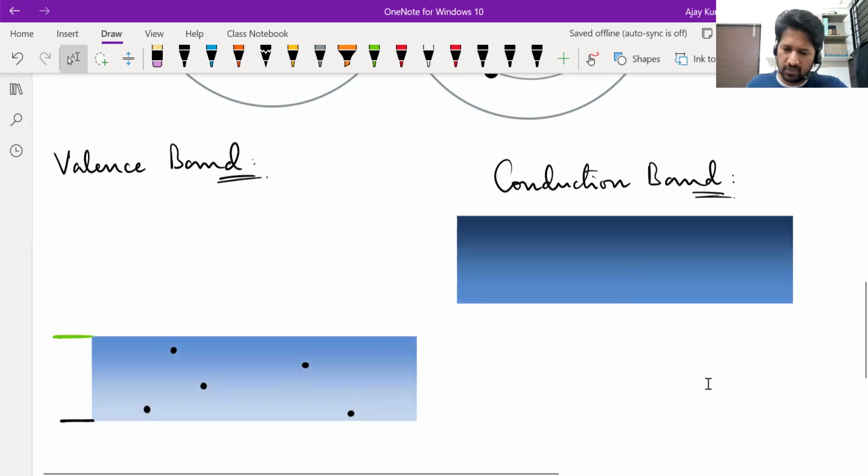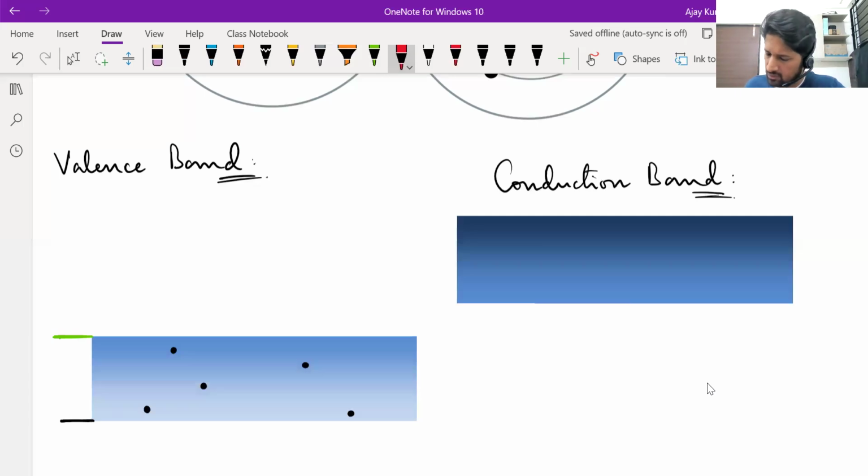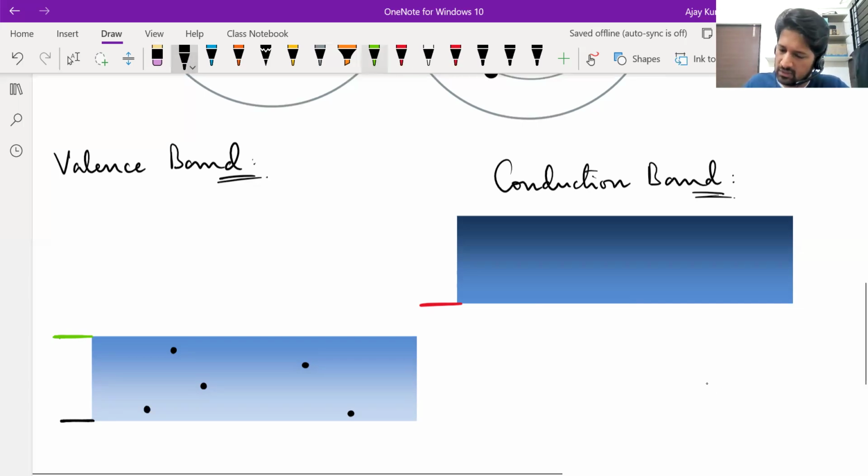For the conduction band also, there is a minimum and a maximum. So an electron needs to have at least this much energy to be free to roam around in the entire material. And if you give more and more energy, it will be relatively more free to roam around. But if you give too much energy to the electron, what will happen? It will leave the metal altogether. Electron emission will happen. So there is an upper limit also for the conduction band.